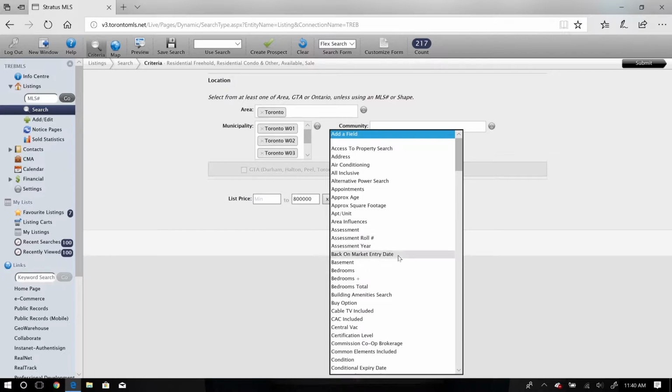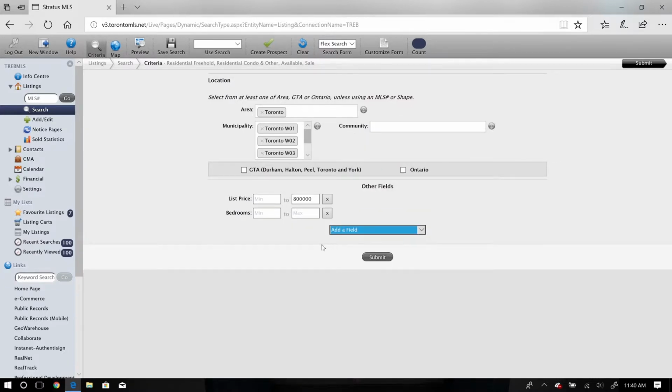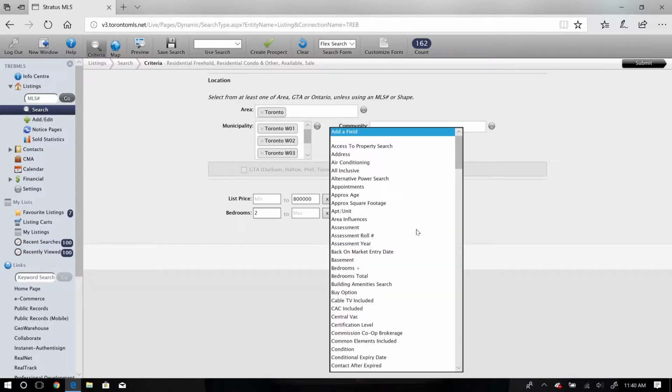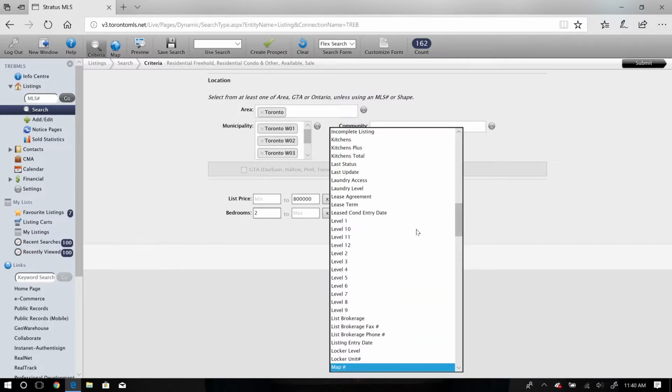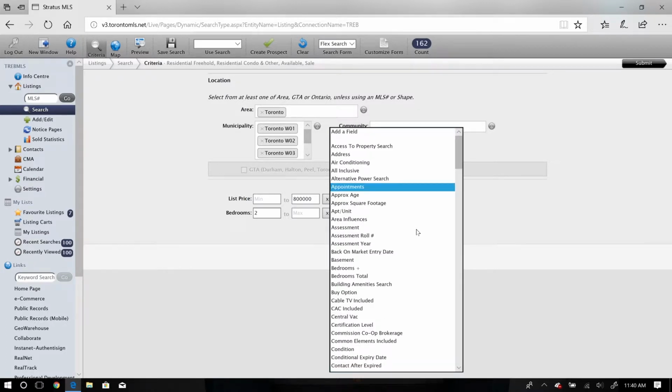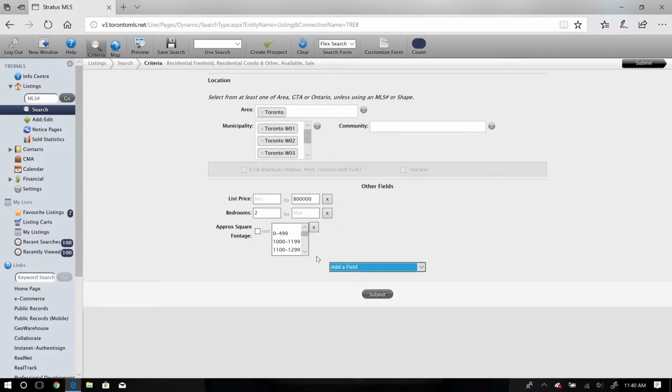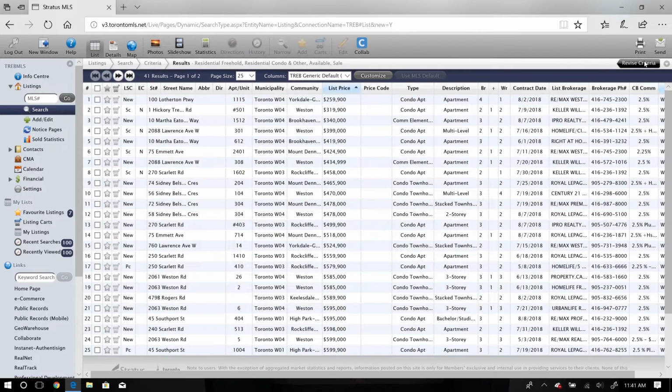So to be more in detail, we punch in more information. He wanted at least 2 bedrooms. And he wanted a square footage that was at least 1,000 square feet. Okay, so now we're at 41 potential listings.